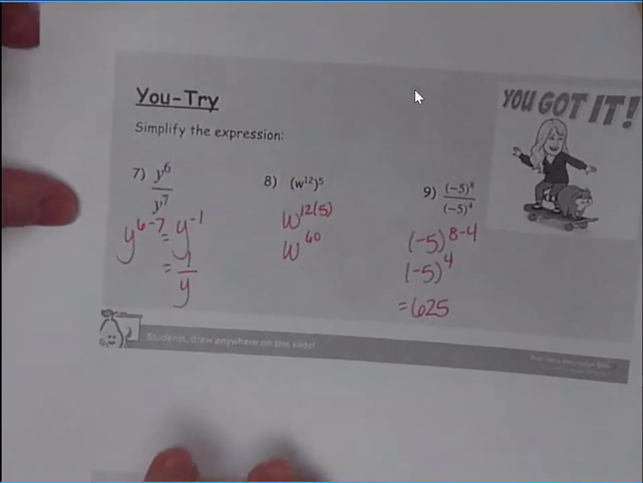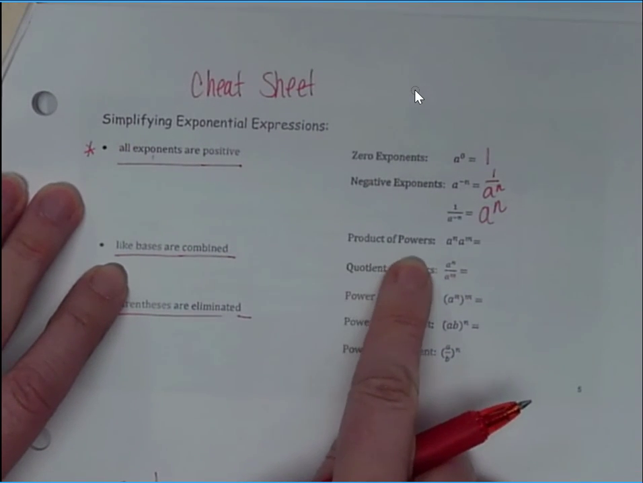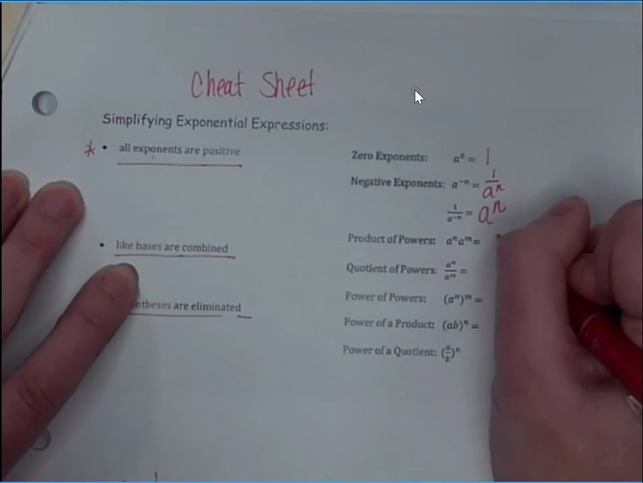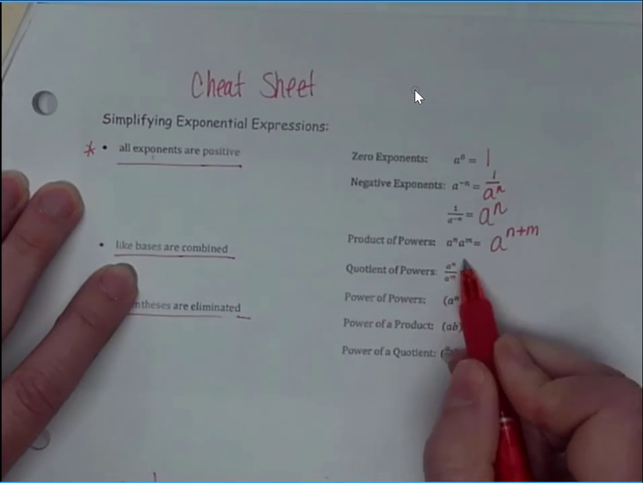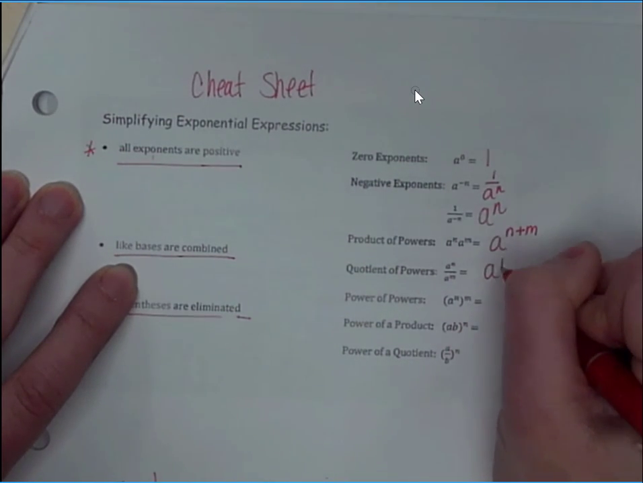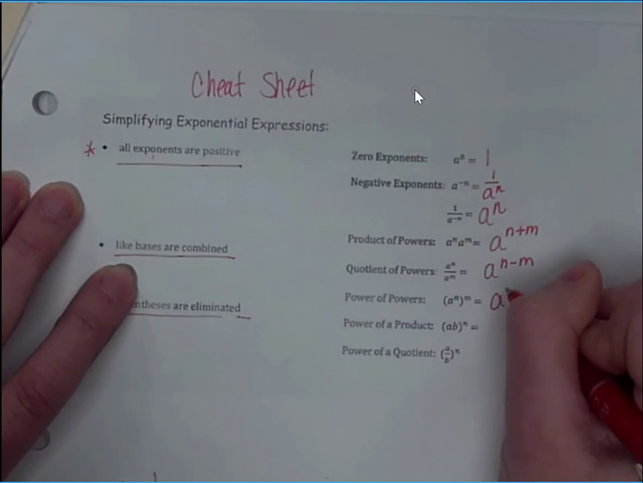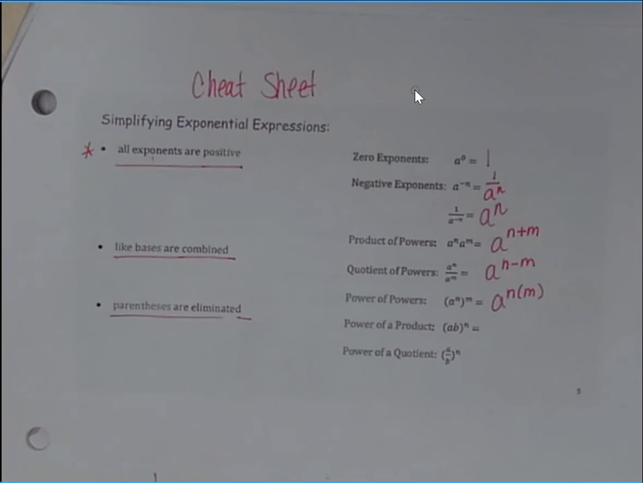625. So let's go back to our cheat sheet from the other day and take a look at how we can simplify these. So if I have a product of powers, if I am multiplying these, that means I'm going to do a to the n plus m. If I'm dividing, I'm going to subtract, a to the n minus m. And if I have a power to a power, I'm going to multiply those. So I have a to the n times m.